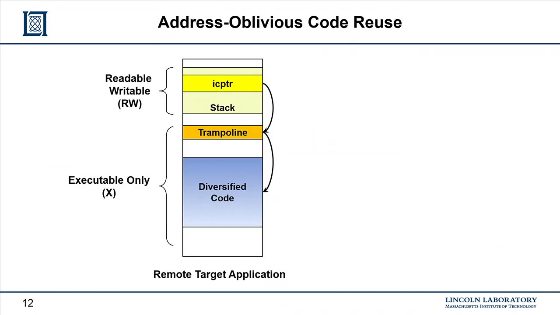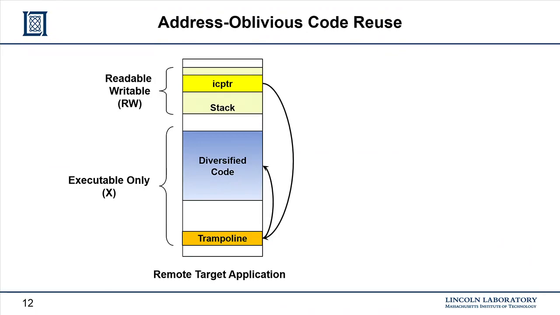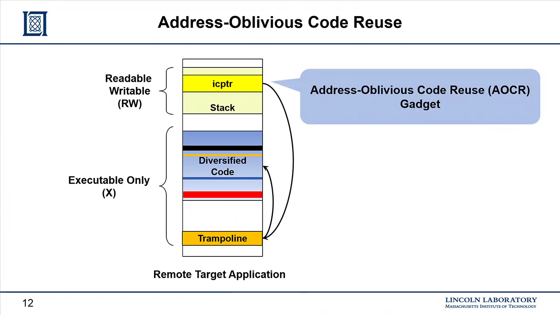Now, note that I mentioned that the trampoline and the diversified code are randomized, so those are at random locations. The code itself can be diversified even with finer-grain randomization. So even at the instruction level, it may be randomized. It doesn't matter. As long as that indirect code pointer, ICPR, exists on the stack, I can still reach the function that I'm interested in by reusing code at that level. That's why we call that an address-oblivious code reuse gadget, AOCR gadget, because it's completely oblivious to what type of randomization is happening in the rest of the application.